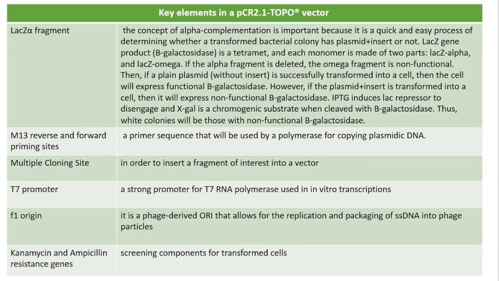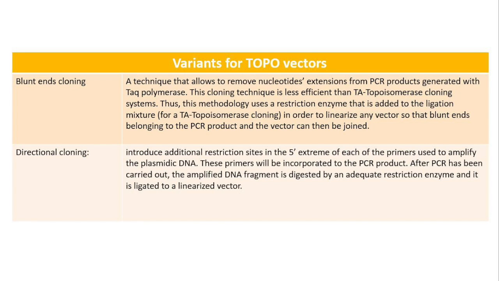According to the provider, Thermo Fisher Scientific, Invitrogen, Life Technologies, the key elements in a PCR 2.1 TOPO vector are: lacZ alpha fragment, M13 reverse and forward priming sites, multiple cloning site, T7 promoter, an f1 origin, and kanamycin and ampicillin resistance genes. There are other variants of TOPO vectors, such as blunt-end cloning and directional cloning.